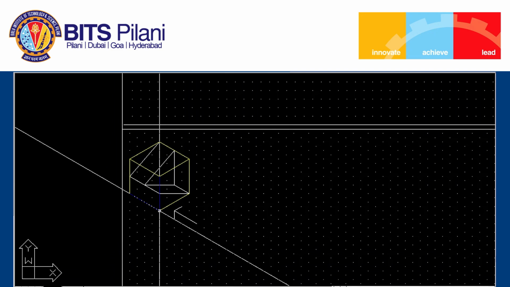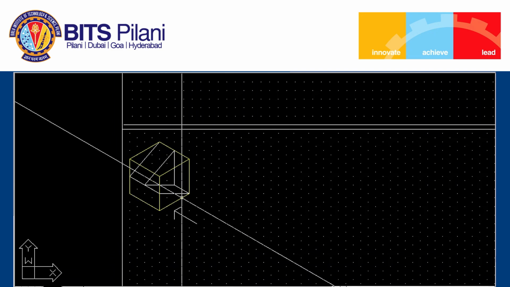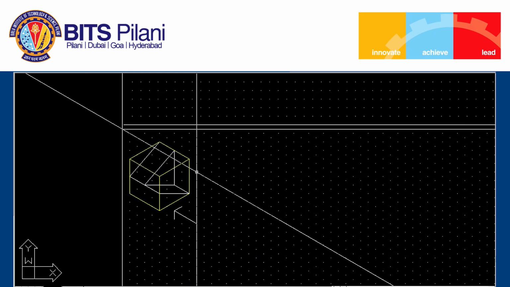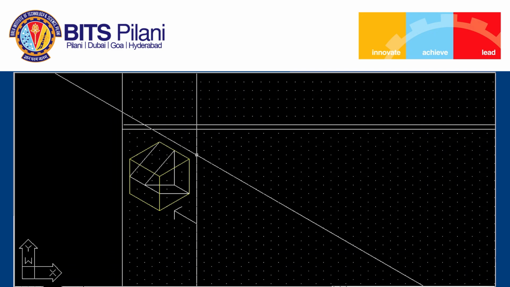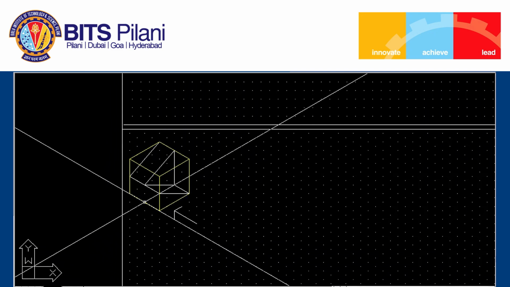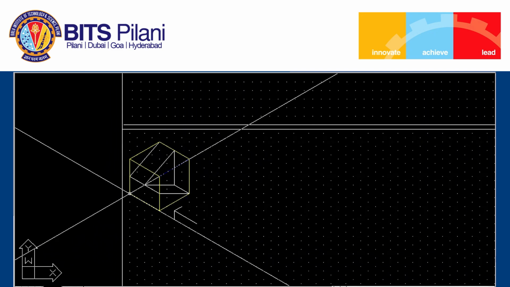For example, length 1, 2, 3, 4. Here our unit is the grid space. So 4 grid spaces is the length. Height is 1, 2, 3, 4. So 4 grid spaces is the height. Depth is 1, 2, 3, 4. So the box is of length 4 grid spaces, height 4 grid spaces and depth 4 grid spaces.